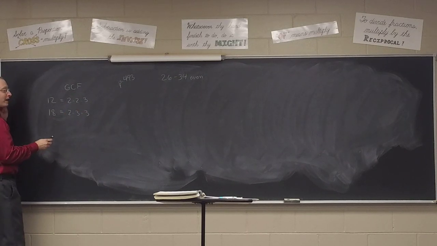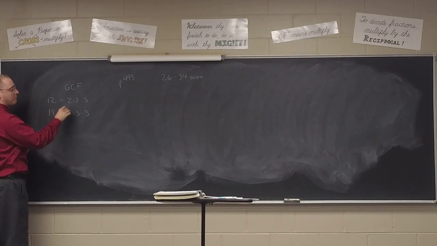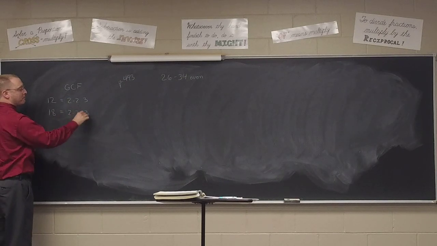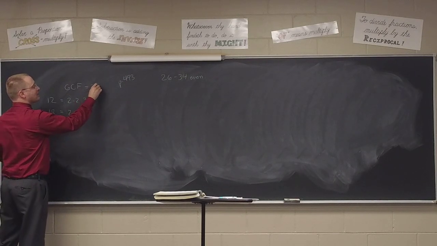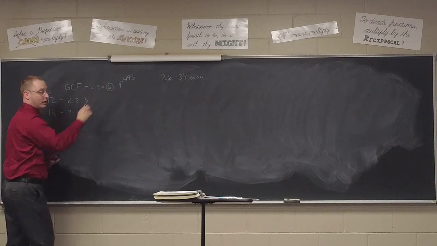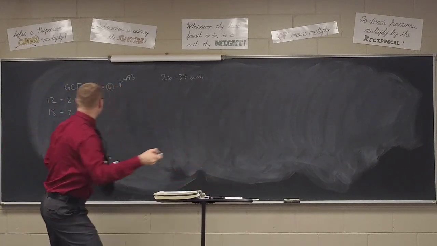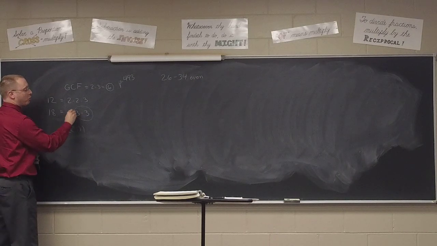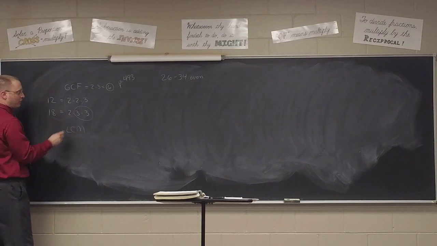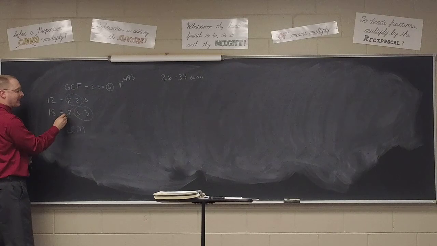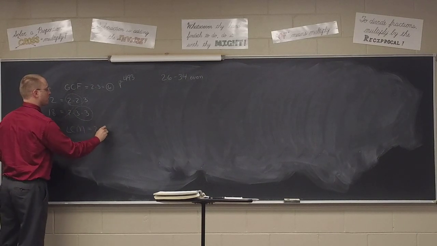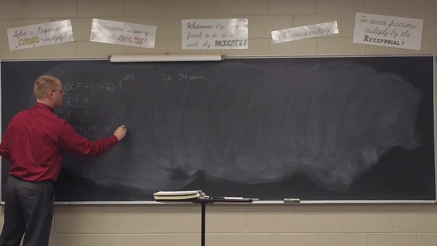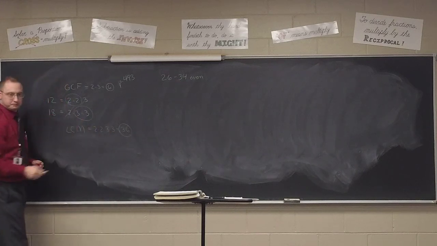And you're looking for what is actually common. They both have a 2. They both have a 3. So the greatest common factor is 2 times 3, or 6. For the least common multiple, it's a contest. Here's the winner of the 3s, that's a loser. Here's a winner of the 2s, that's a loser. So the least common multiple is 2 times 2 times 3 times 3, which is 36.